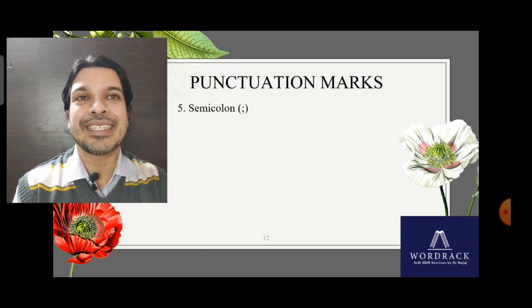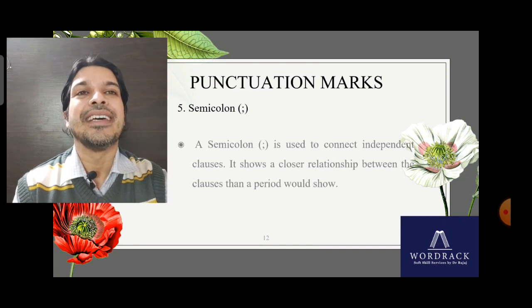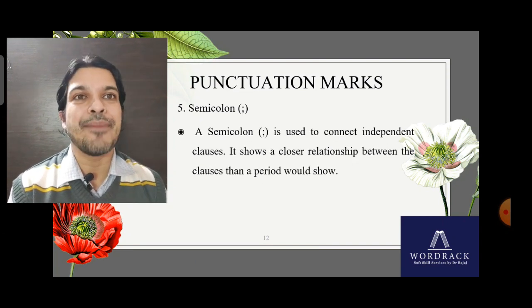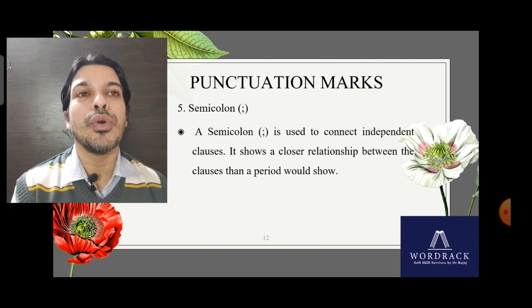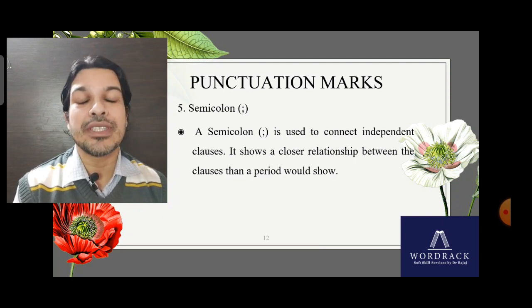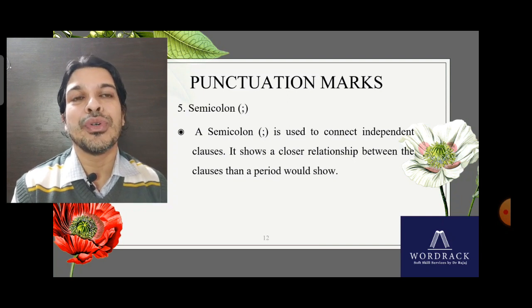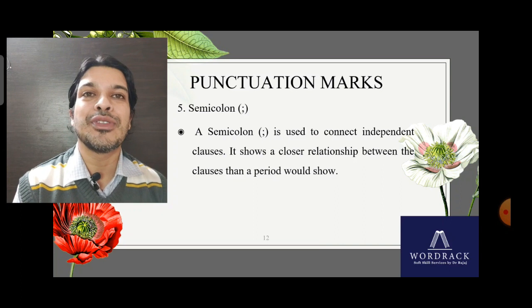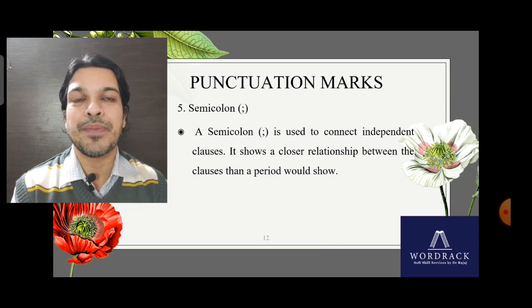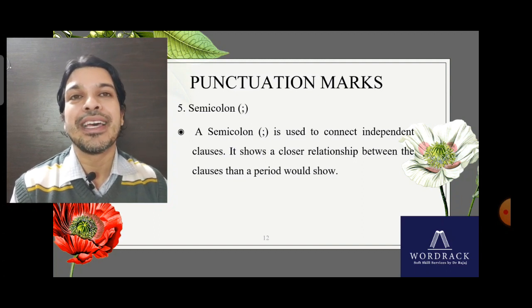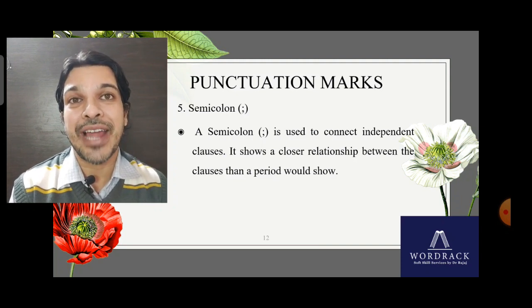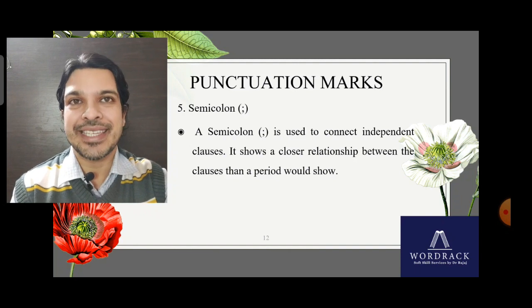The next punctuation mark is the semicolon. A semicolon is used to connect independent clauses. It shows a closer relationship between the clauses than a period will show. Now we can use a semicolon to connect two independent clauses, but it shows a relationship between the two clauses. If we put a full stop or a period between the two clauses or sentences, it will show that one thought unit is over. But when we want to show that both the units are linked or have some sort of relationship, we use a semicolon.